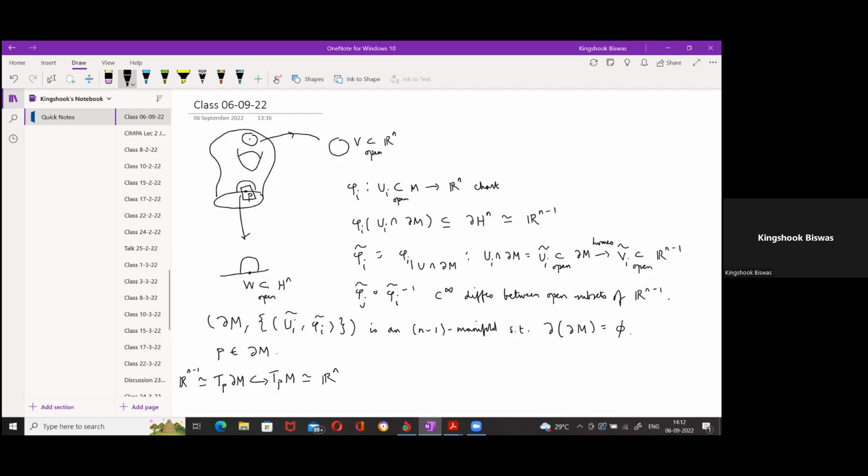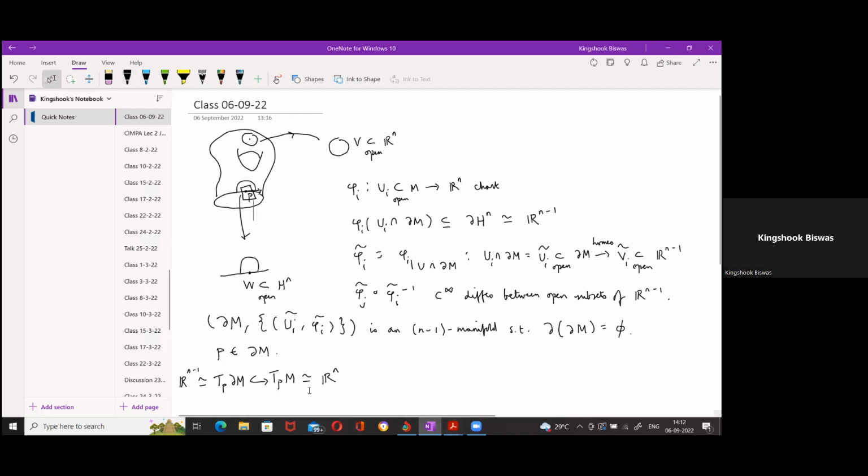So we want to identify this n minus 1 dimensional vector space with the subspace of this n dimensional vector space, which you can see in this picture here. This would be the tangent space to the boundary, and this plane would be the tangent space to the manifold at P. Is it clear what we want to do? Yes. Okay, so how do we do this?